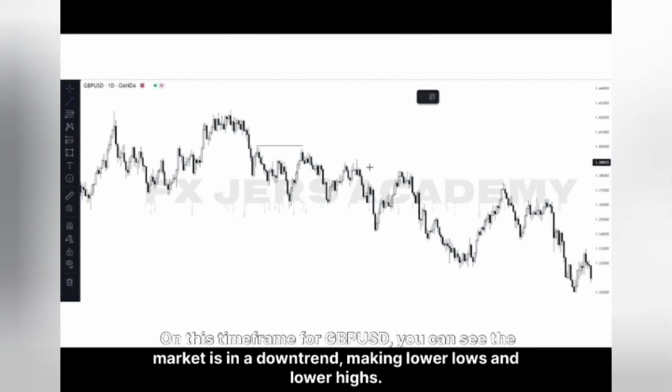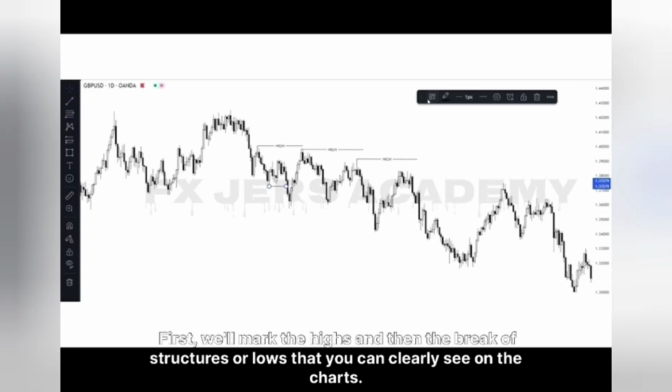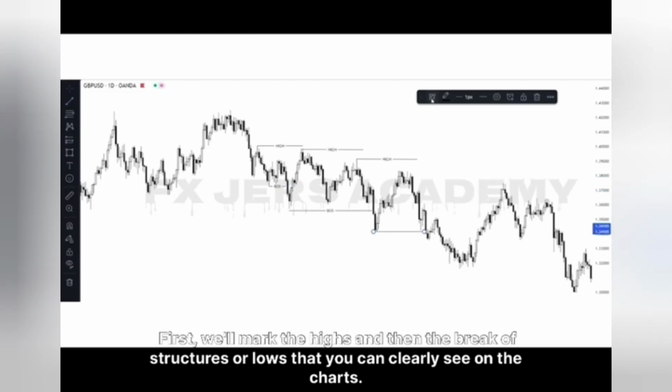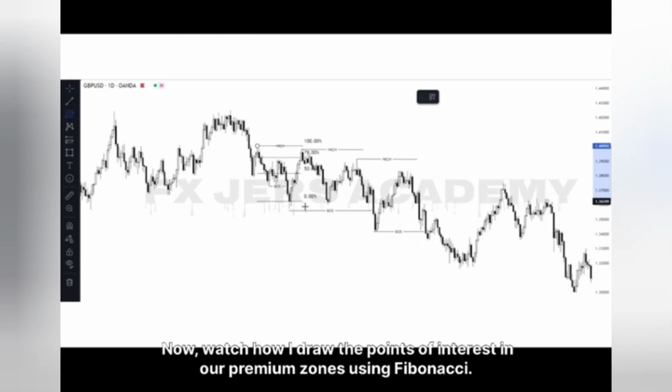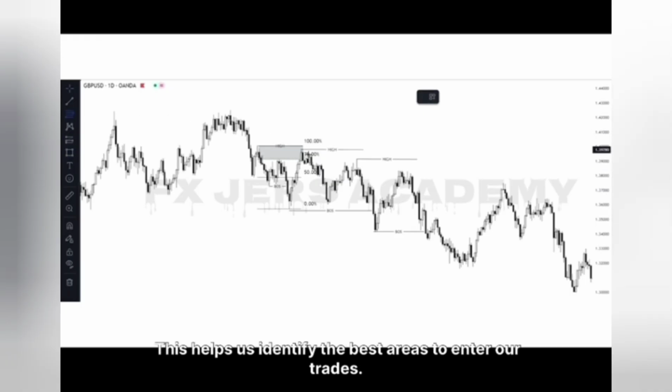On this time frame for GBP/USD, you can see the market is in a downtrend, making lower lows and lower highs. First, we'll mark the highs and then the break of structures, or lows, that you can clearly see on the charts. Now watch how I draw the points of interest in our premium zones using Fibonacci. It's important to draw Fibonacci from high to low when we are looking for sell opportunities. This helps us identify the best areas to enter our trades.